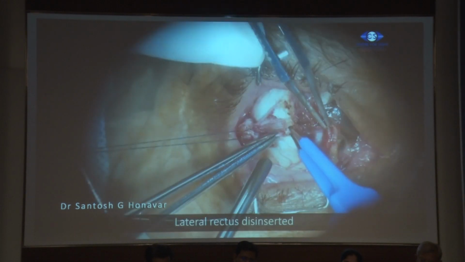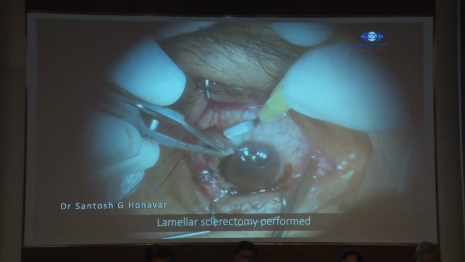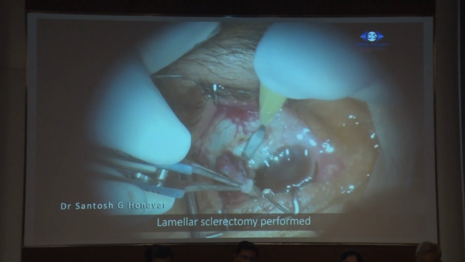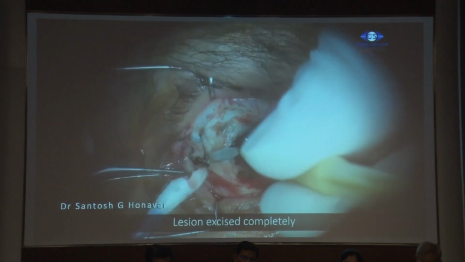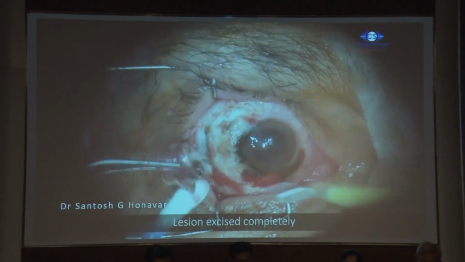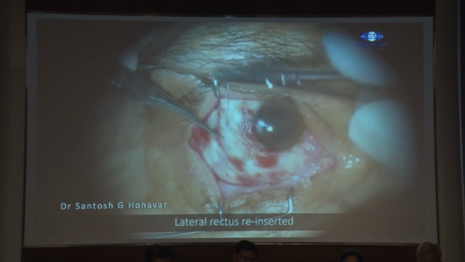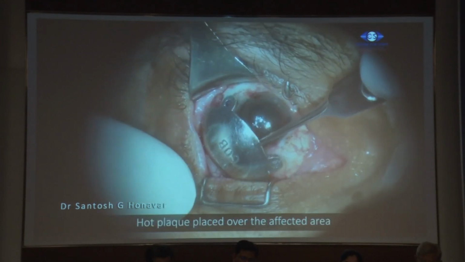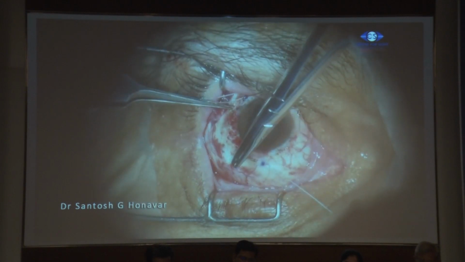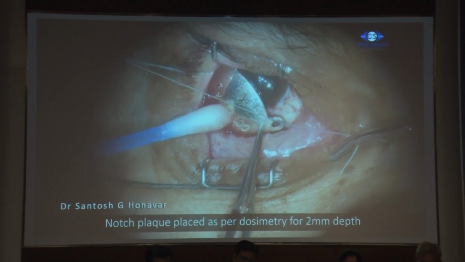After hooking the lateral rectus, the excised component was taken off, as per the MRI that we had done. The lesion was excised completely by lamellar sclerectomy. The residual components that were left were also excised to ensure complete excision. Following this, the lateral rectus was reinserted, and then we went ahead with placing the plaque. Plaque rotation was important and required, and this was as per the dosimetry for 2 mm of depth.